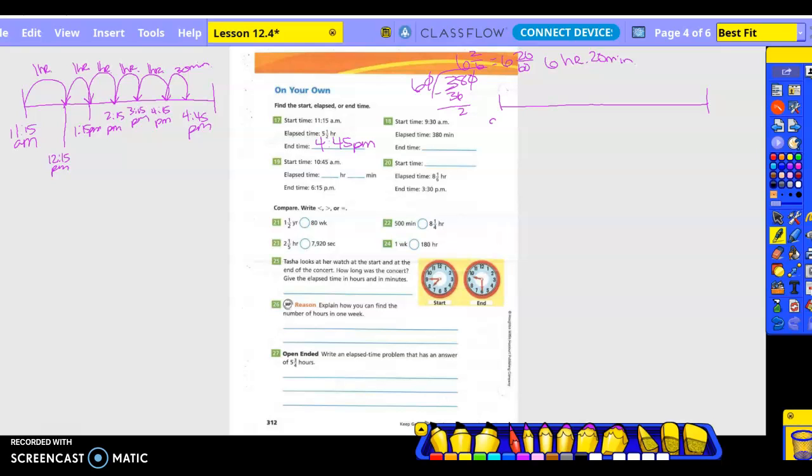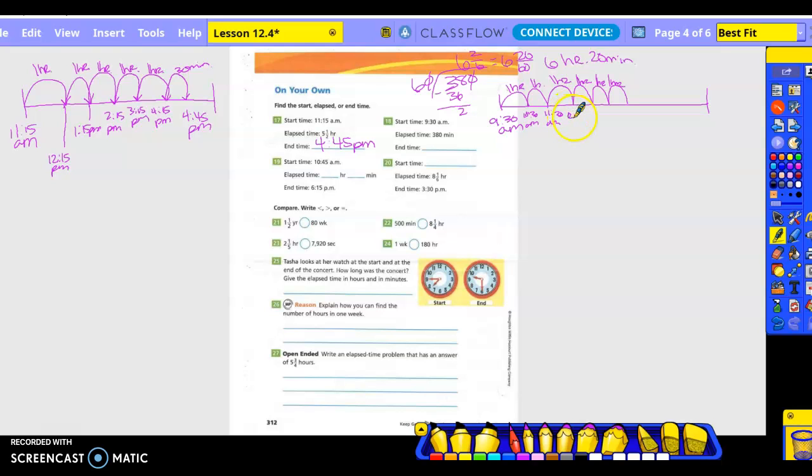Okay, so we're going to do our number line. We're starting at 9:30 a.m. We have to go ahead. How many hours? 1 hour would get us 10:30 a.m. Another hour would get us 11:30 a.m. I need 6 hours, right, guys? So there's 3, 4, 5, 6, and these are all 1 hour.